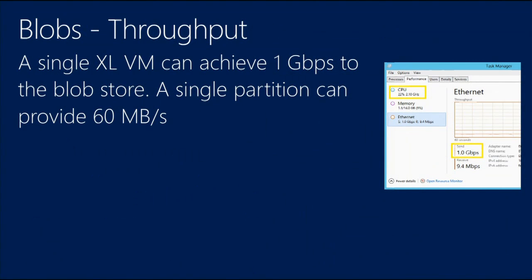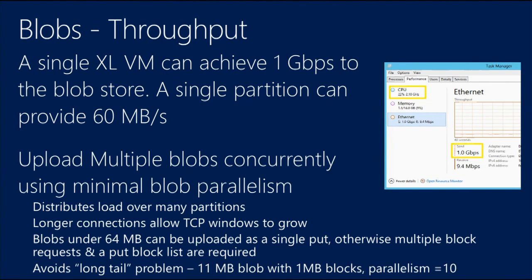All right, so throughput. A single XLVM can achieve 1 gigabit approximately to the blob store. A single partition can provide 60 megabytes per second. So what does this tell us? Use multiple blobs. If we want to achieve maximum throughput, we want to target as many blobs as possible, as many partitions as possible, to be served by multiple servers on the back end. So by doing this, you distribute the load over those partitions.